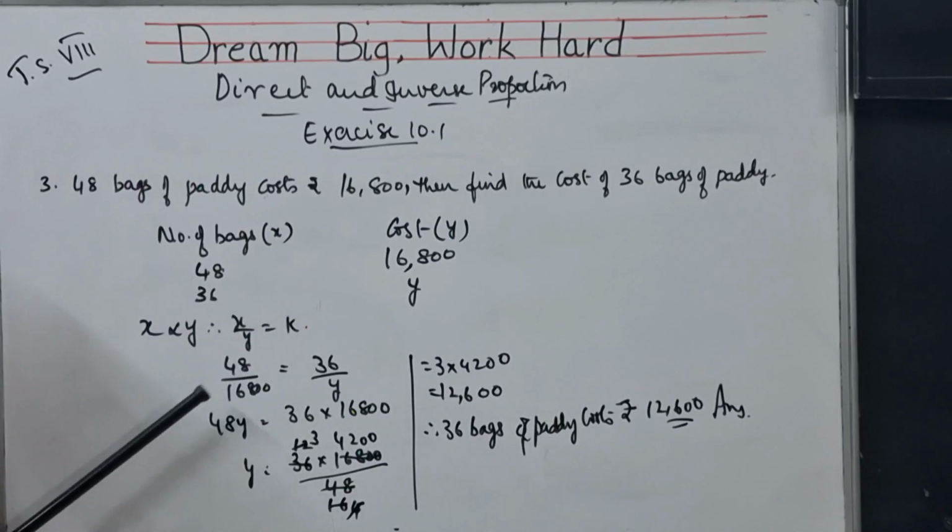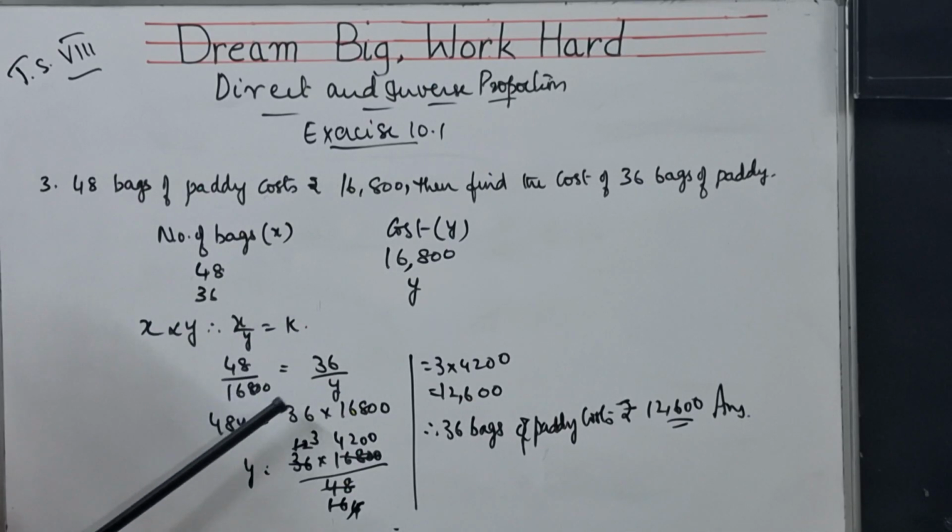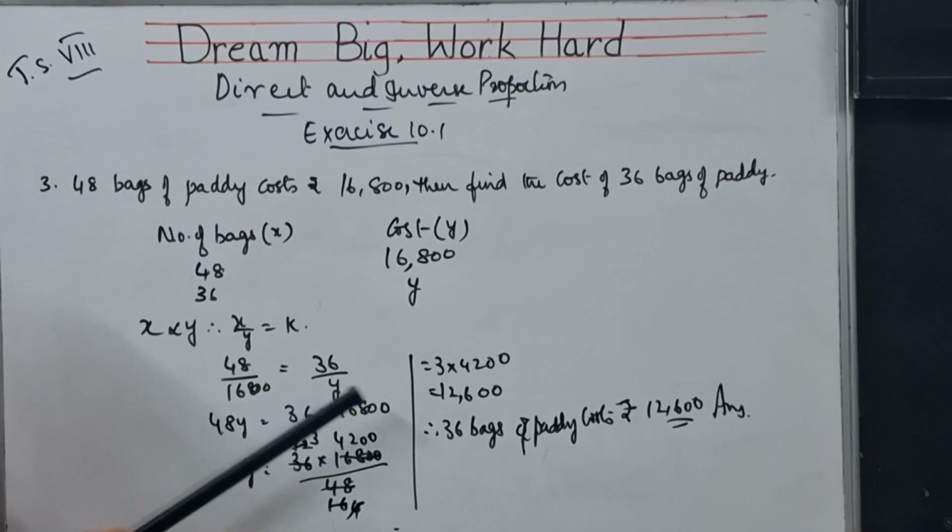48 by 16,800 is equal to 36 by Y. So 48y is equal to 36 into 16,800. What is y? 36 into 16,800 by 48. On simplifying, I got 12,600. Children, please note it down. This is the answer for the third bit.